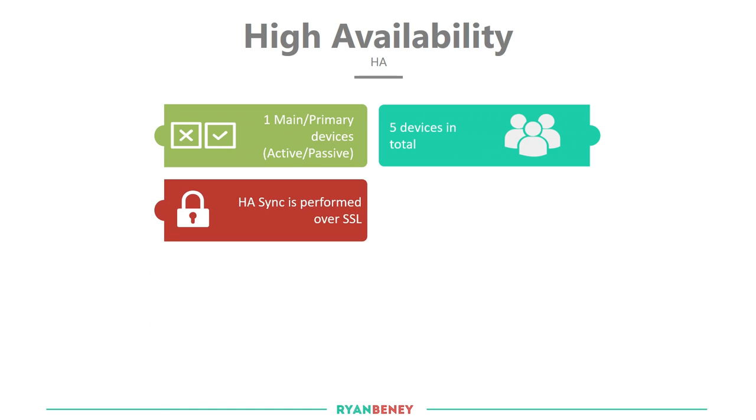The HA sync is performed over SSL and it uses TCP port 5199, something you might want to remember, and this is sometimes referred to as the heartbeat. So it would be a constant heartbeat between the primary and the secondaries, and it's performed over SSL, so you know any synchronization is nice and secure.